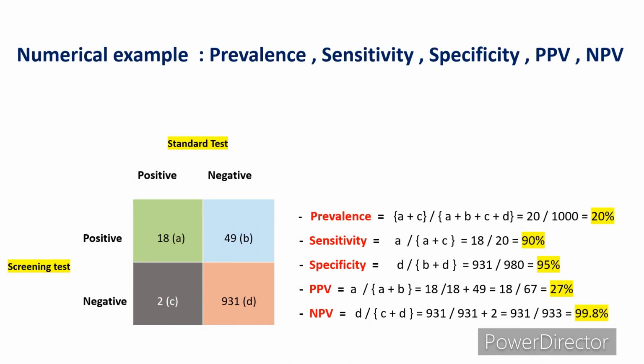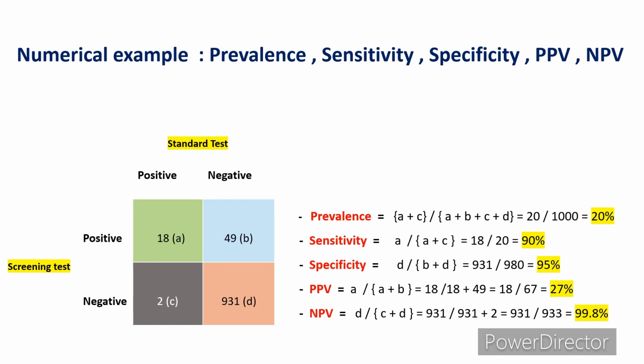Let's understand this with a small example. If you can see the 2x2 table, the standard test and the screening test. Let's start with prevalence. Prevalence is the total positive cases according to the standard test. You go directly to the standard column, look at the positive cases, it's A plus C, right? It's 18 plus 2, 20, upon the total cases in this scenario, which are 1000. Coming to sensitivity, it is the true positives identified by the screening test. The total positives according to the standard are A plus C, that is 18 plus 2, 20. Out of 20, how many are correctly identified by the screening test? It's 18, right? So 18 upon 20.